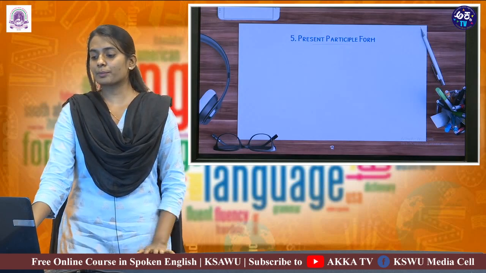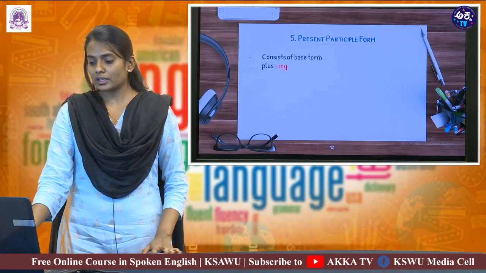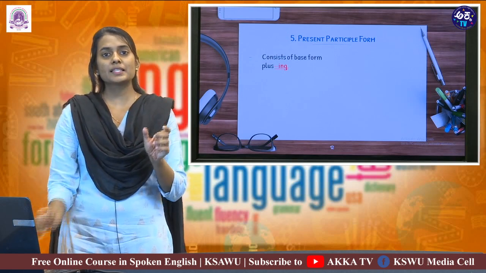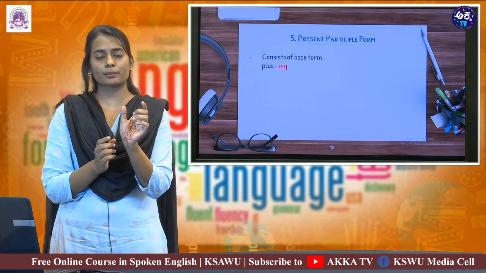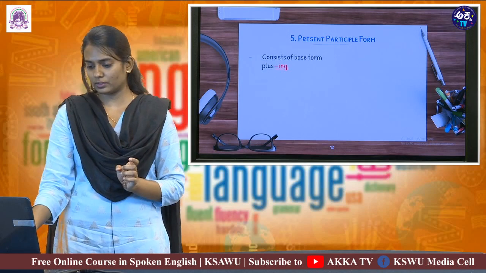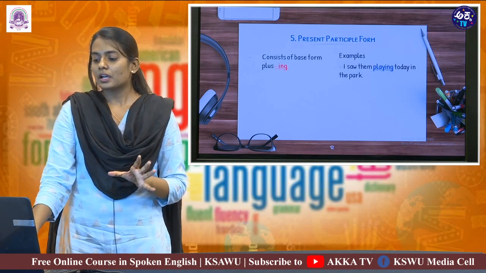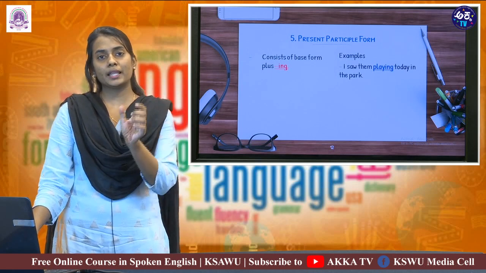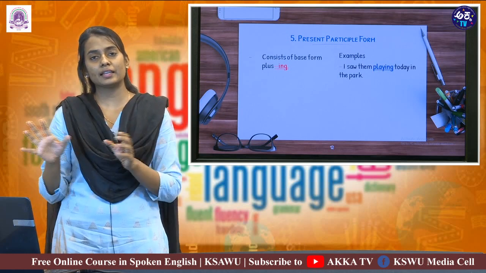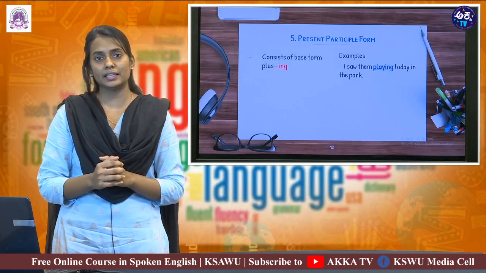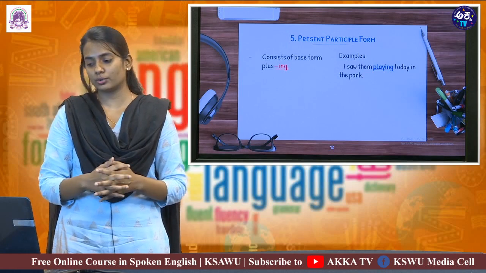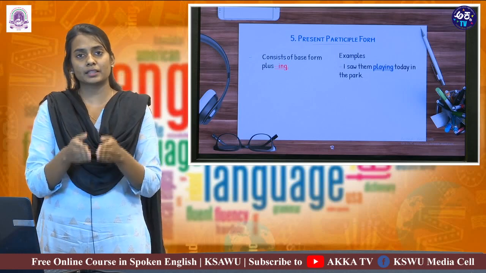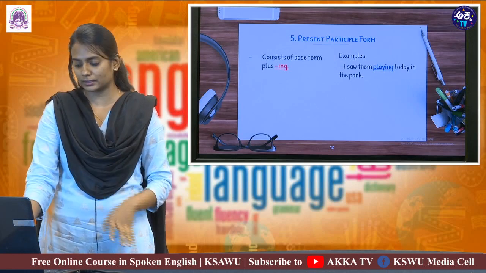Then next comes the present participle form. Okay, so the present participle form consists of the base form plus ing. To the base form we add ing. Okay, examples are I saw them playing today in the park. So play is a verb where we have added ing and it has become playing. I saw them playing today in the park. Okay, so this is happening. It is a present participle, that means it is happening in the present.